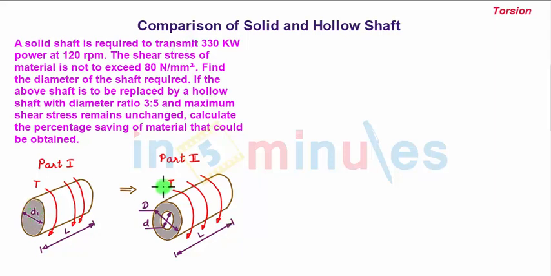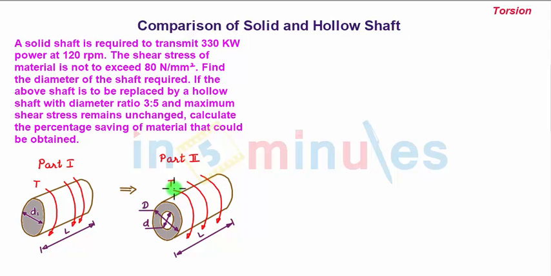Whereas in the second part, we see that if this solid shaft is replaced by this hollow shaft of outer diameter capital D and inner diameter small d, whereas the length being unchanged and is subjected to the same torque T, what would be the percentage saving of the material?